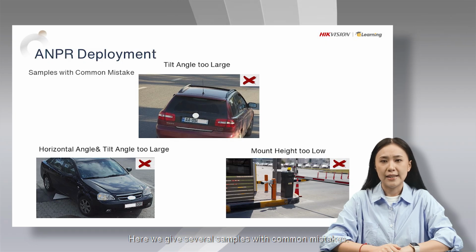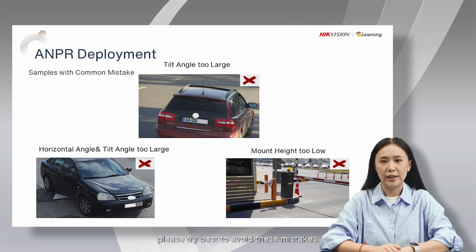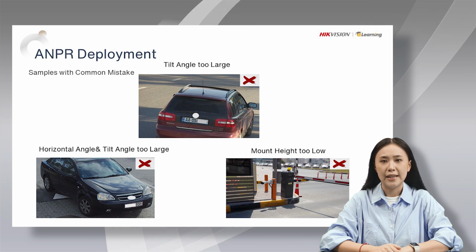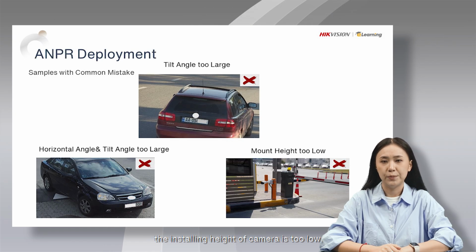Here we give several samples with common mistakes. When you deploy ANPR cameras, please try your best to avoid these mistakes. First one is the tilt angle being too large. Second sample is the horizontal angle or tilt angle being too large. In the third one, the installing height of the camera is too low.